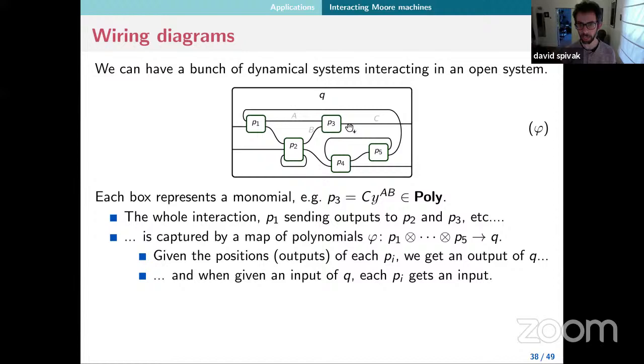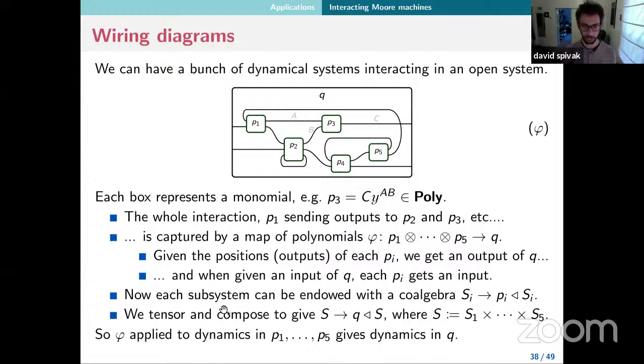And this whole interaction phi, which this diagram is supposed to represent, is captured by a certain map of polynomials from P1 tensor P2 tensor P5 to Q. Basically, this map of polynomials says that if you knew what each of these P's was outputting, you would be able to get an output for Q. And if you furthermore had an input from Q and all these outputs, you'd be able to shuttle all that data around to all the inputs. So this wiring diagram here is given by a certain map of polynomials from P1 tensor P5 to Q.